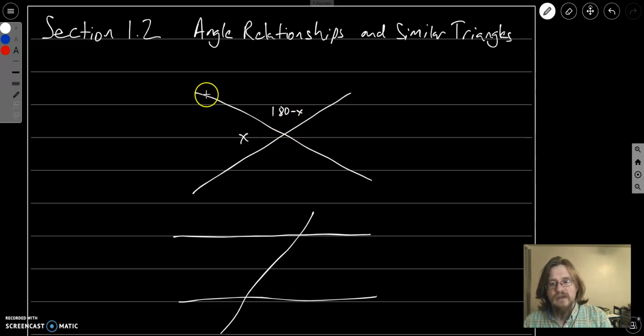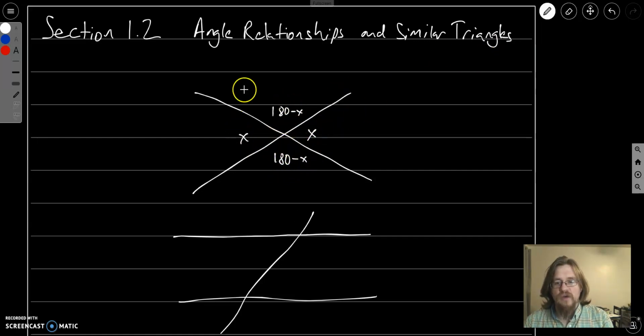But then if we follow this straight line, we know that 180 minus x and this angle over here are also going to have to add up to 180. So 180 minus x plus x happen to add up to 180. So we see that the angle on the left-hand side and the angle on the right-hand side are the same. And the angle on the bottom, by the same logic, is also going to have to be a supplementary angle to both of these. So this is also going to be the same.